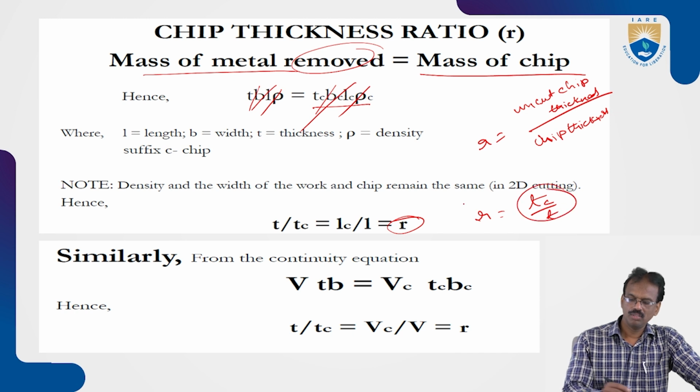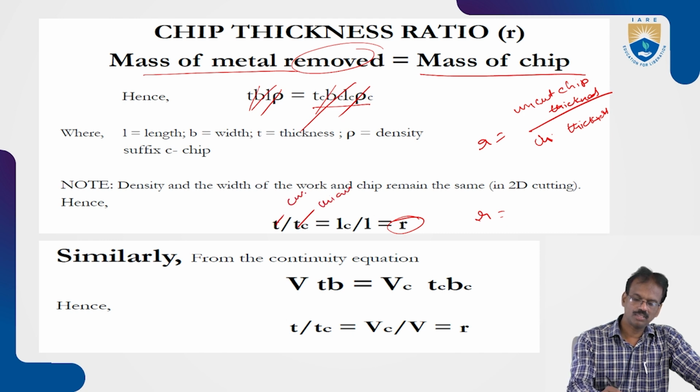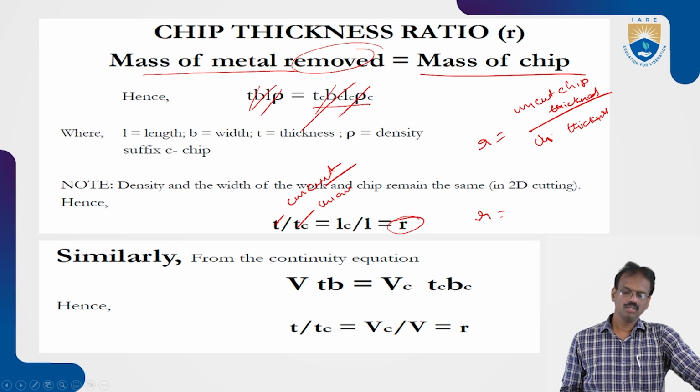You can take. So if you consider this one, you can use this formula. It is the chip thickness. This is the uncut chip thickness. So you can represent T as uncut or T as cut also. You can represent any terms.